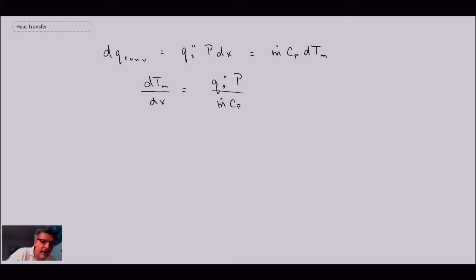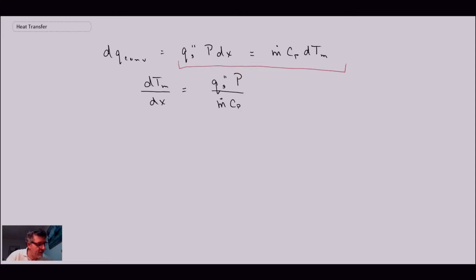So what I've done here is I've taken these two and done a little bit of rearranging. And we end up with a differential equation that gives us an expression for how the bulk or mean temperature is changing as a function of position within the pipe.